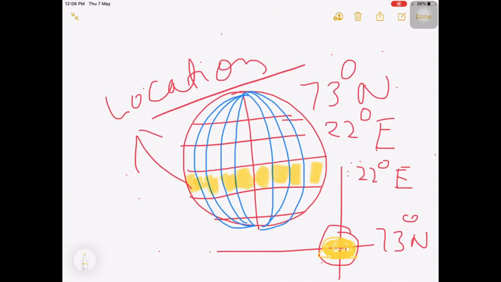So this way we are going to draw latitude and longitude lines in a diagram. Hope you understood the topic. Thank you very much.